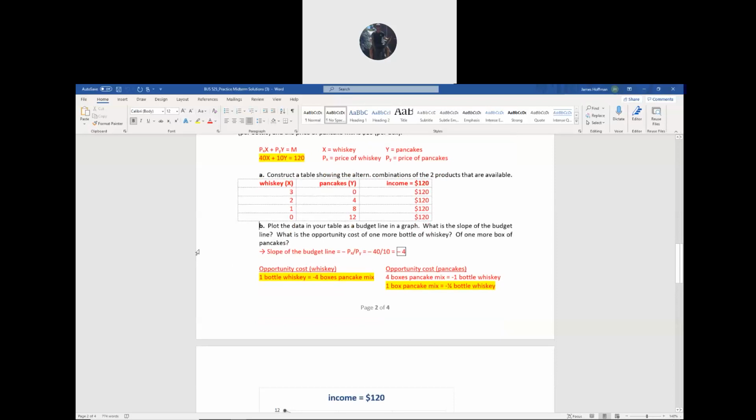All right, and part B is plot the data as a budget line in a graph. And what's the slope of the budget line? What's the opportunity cost of more whiskey and of more pancakes? So we know that the slope of the budget line is always the negative of the price ratio. So you can just take negative PX over PY and plug in the prices for this example. Negative PX is 40, PY is 10, and 40 divided by 10 gives us negative 4. So the slope of the budget line is negative 4.